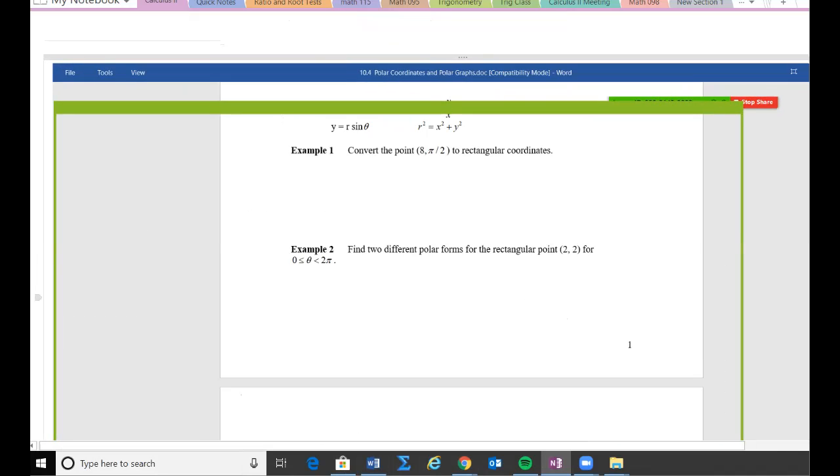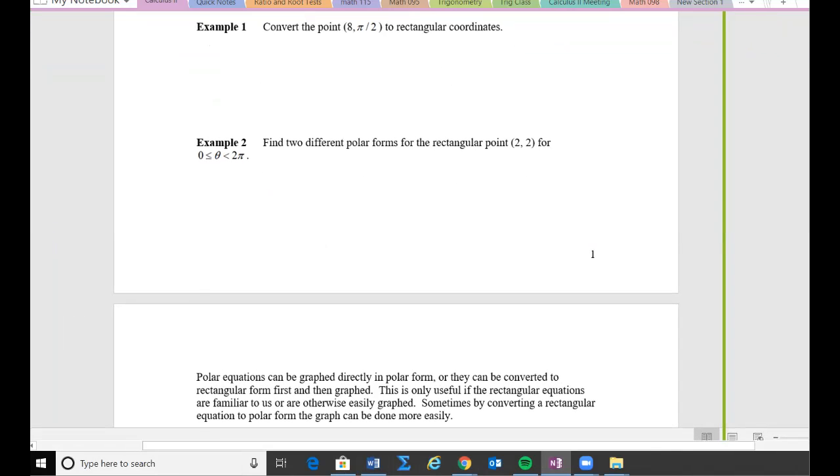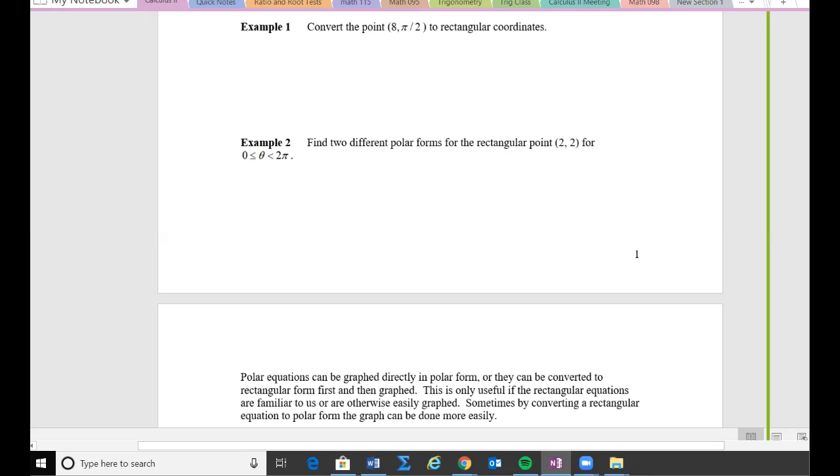Okay, so here's another question. Find 2 different polar forms for this point where theta is between 0 and 2 pi. Okay, so 2 different forms. That's the other thing about polar coordinates. That is that you can have multiple representations in polar coordinates for the same point. So let's take a look at that over here.